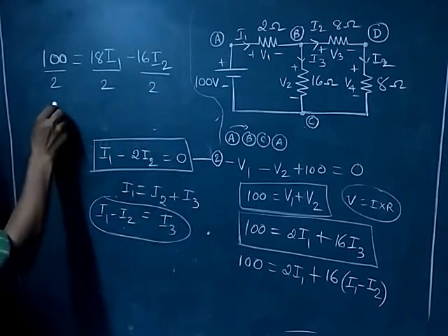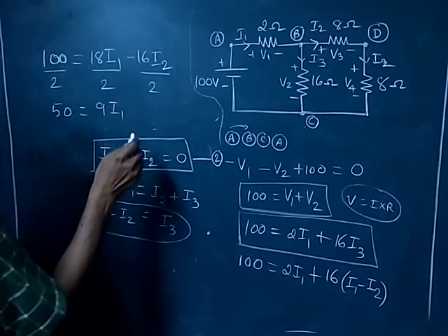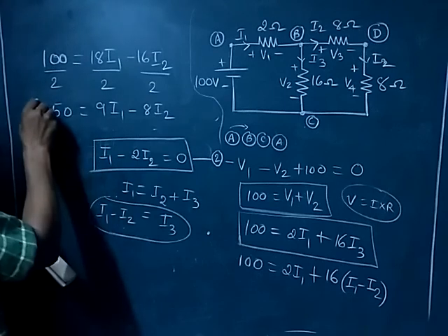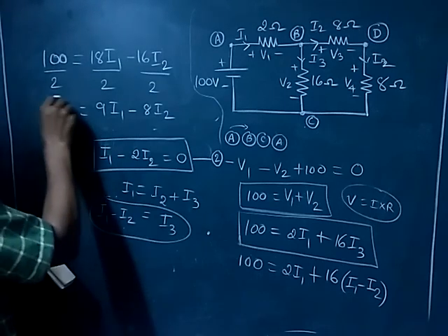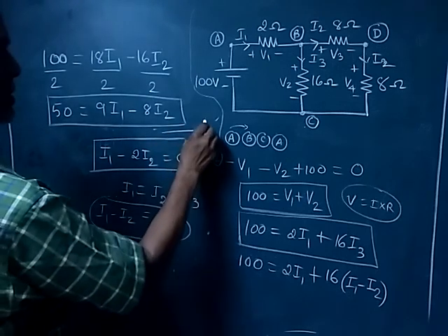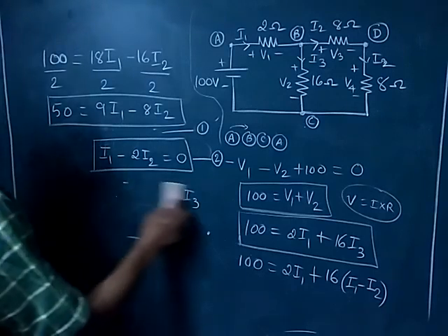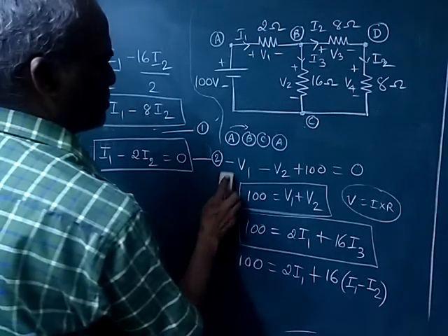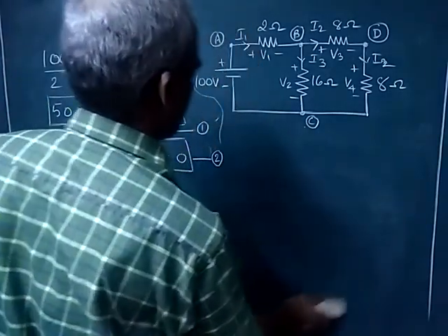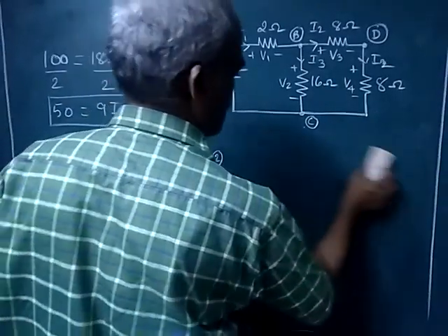So what we will get, 50 is 9 I1 minus 8 I2. Okay. Now this equation I am naming as the first equation. Now we have to solve these two equations. So whatever method you know, you can solve. So I will solve by Cramer's rule or matrix method, any method.